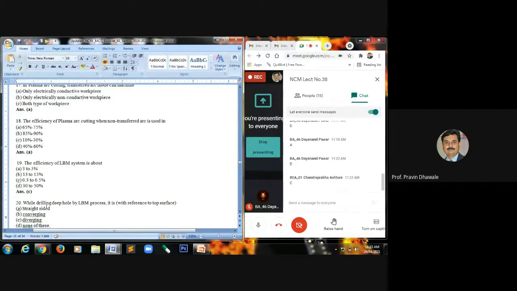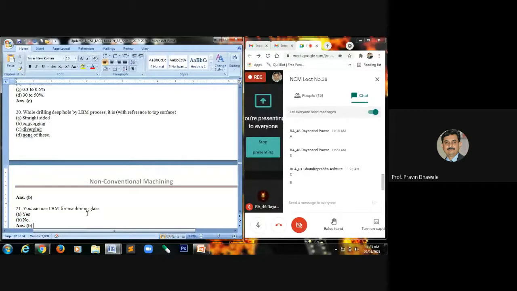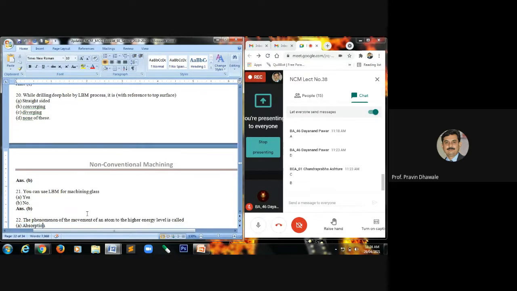While drilling a deep hole by laser beam machining process, with reference to the top of the workpiece surface, the hole is straight-sided, converging, diverging, or none of these. Yes, give the correct option. B, that is converging. Good. Can you use LBM for machining of glass? No, we cannot use laser beam machining for the machining of glass.